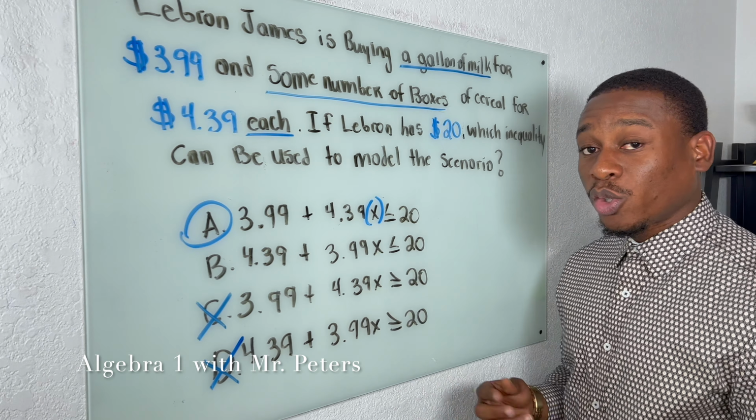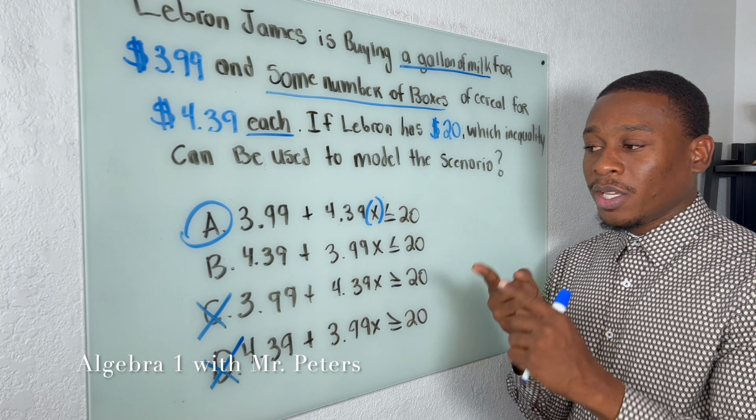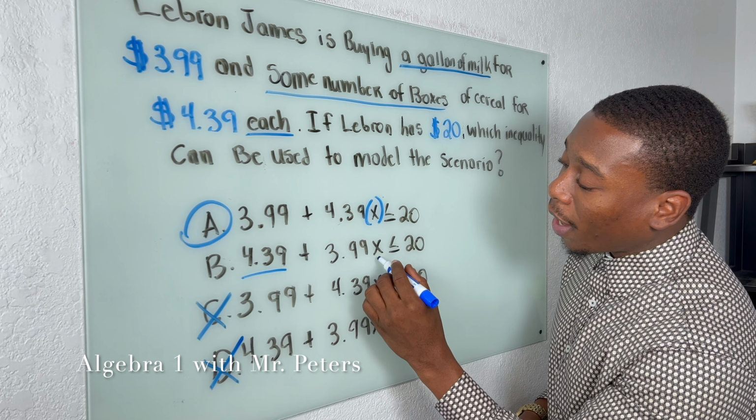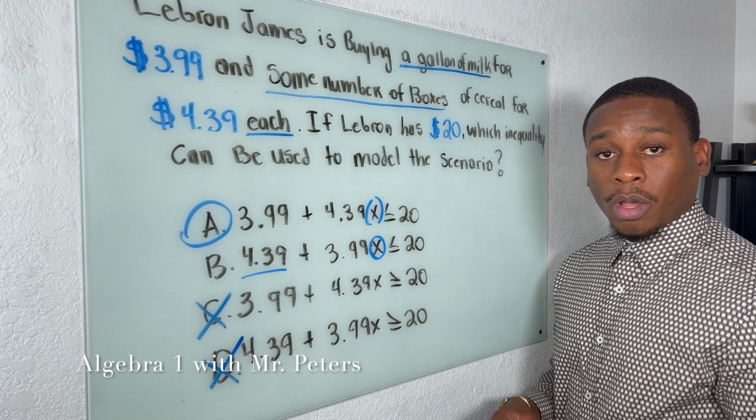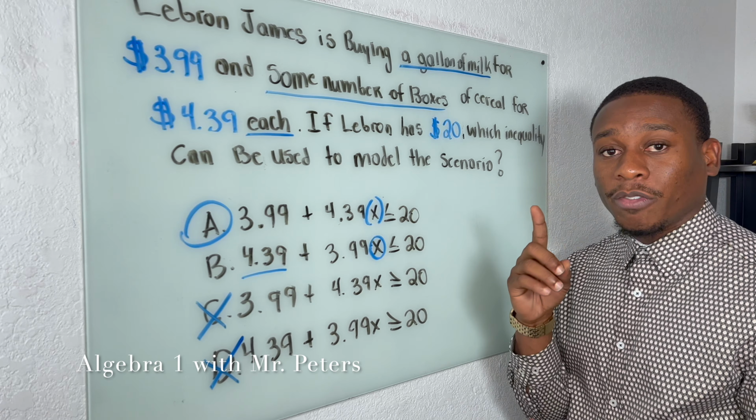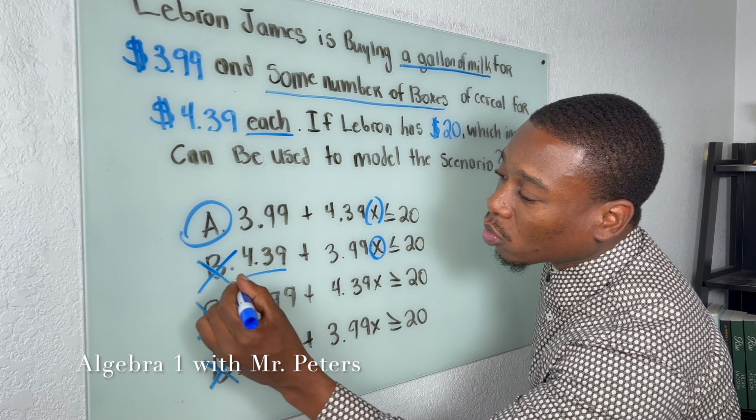When we look at answer choice B, they flipped it around. They're telling us that, hey, we only bought one box and then we're going to buy a certain number of gallons of milk. But that's not what the problem said. It said a gallon of milk. So we know that this will be wrong.